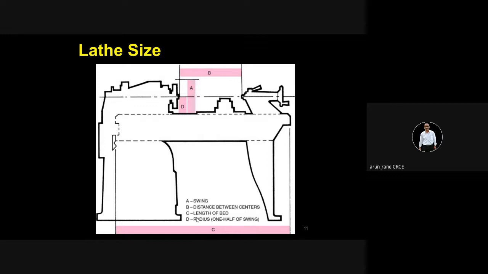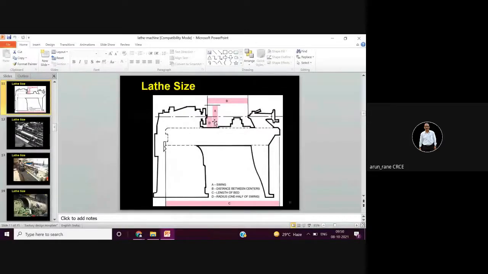These people, you will understand: they say a 20 feet machine, a 40 feet machine, which gives you an idea of how much space the machine will require. And B is the distance between the centers, that is, the maximum length of the workpiece that can be accommodated. So you have to remember, there are many parameters, but you have to remember these two: A, swing, and B, admit.